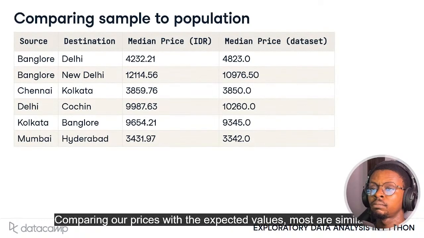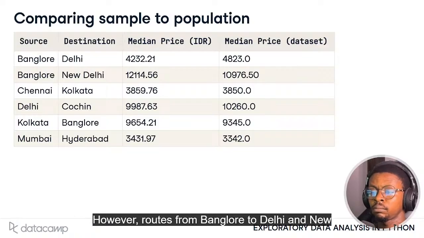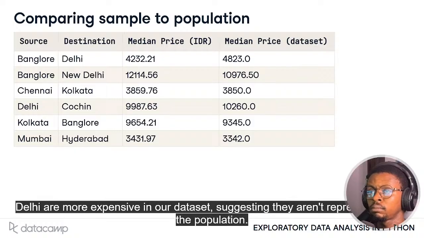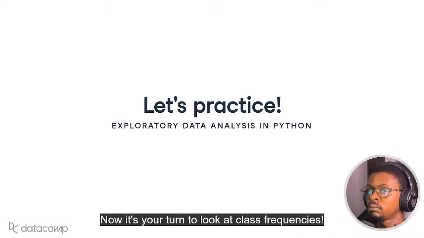Comparing our prices with the expected values, most are similar. However, routes from Bangalore to Delhi and New Delhi are more expensive in our dataset, suggesting they aren't representative of the population. Now it's your turn to look at class frequencies.